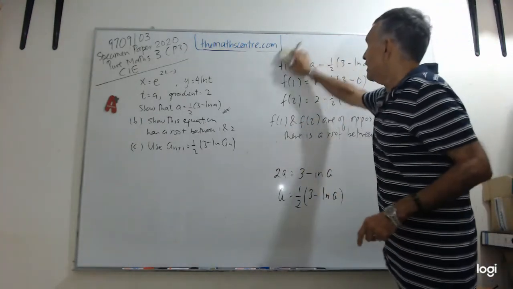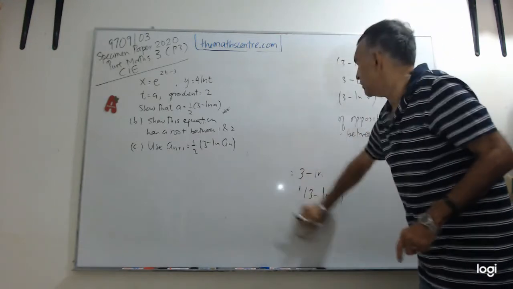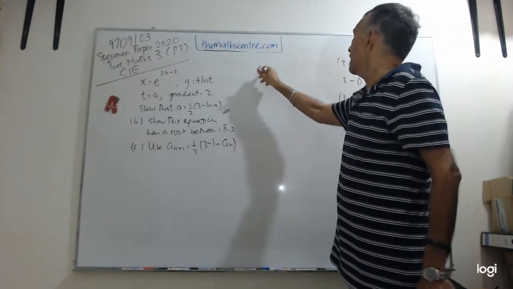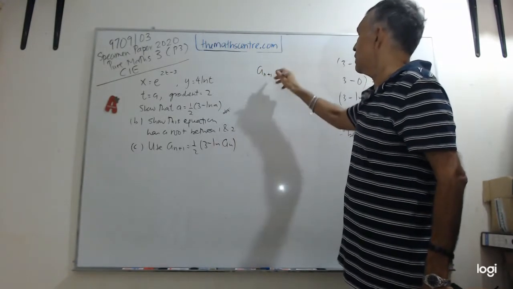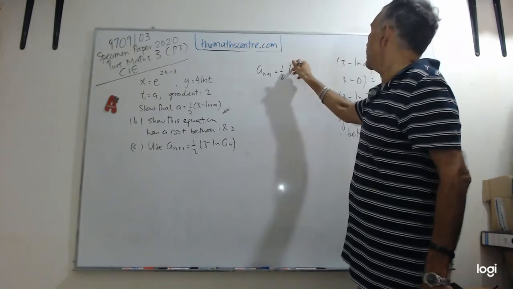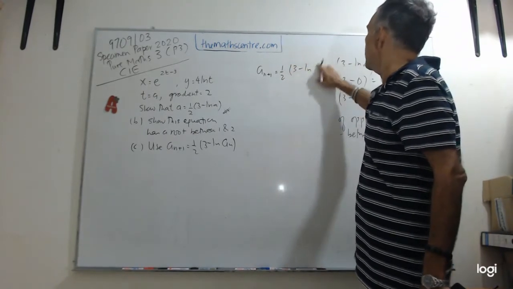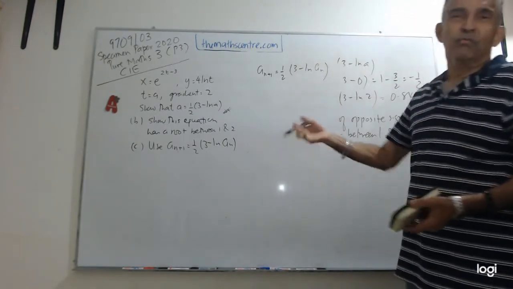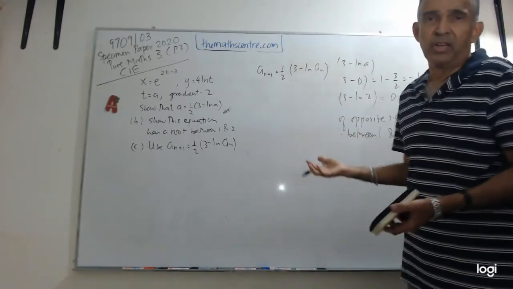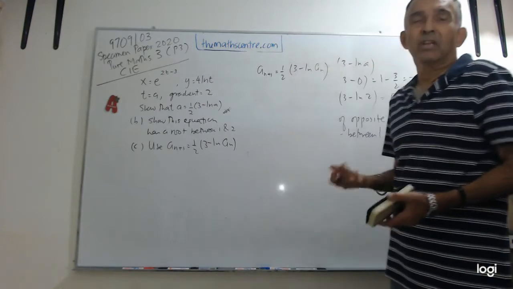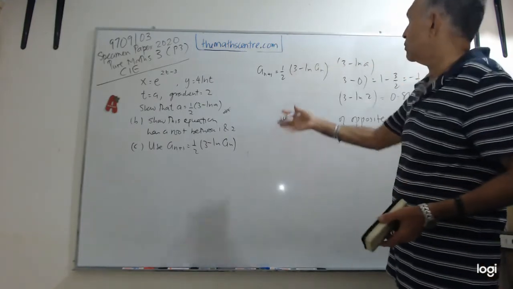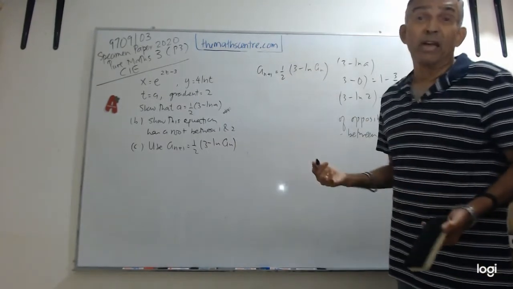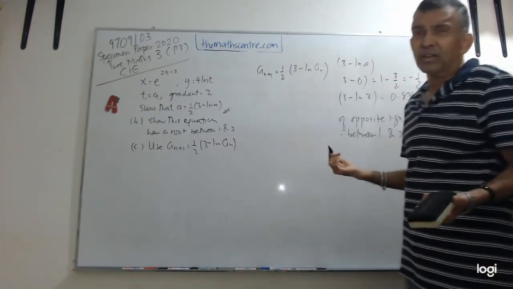And the last part, let me just quickly tell you a little bit about this, okay? They ask you to use a(n+1) equals a half (3 minus ln a(n)) to find the root of this equation. That's about it, yeah? So this is what we study in iteration, yeah? You need a starting value. They didn't give you a starting value. But that's not difficult for you.